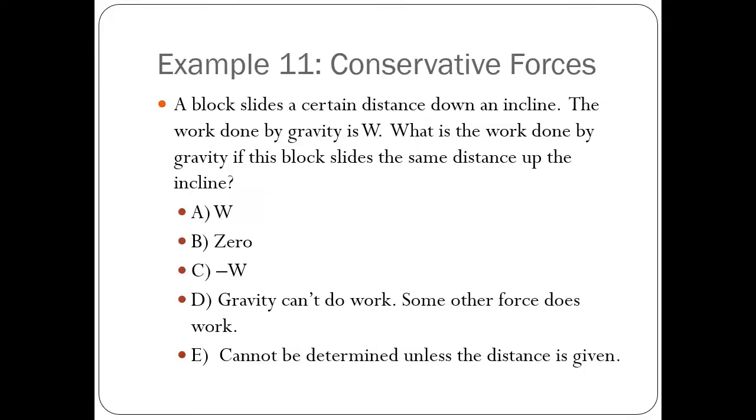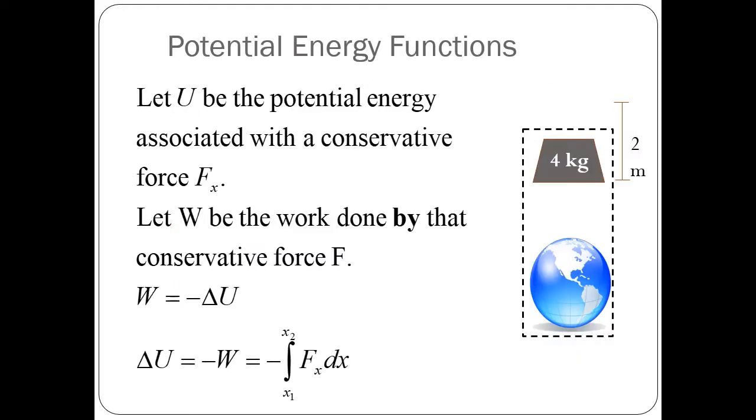Let's take a look at this question. A block slides a certain distance down an incline. The work done by gravity is W. What is the work done by gravity if the same block slides the same distance up the incline? Well, we know that when it returns to its starting position, we want the total amount of work done to be zero. And so clearly the work must be a negative W.